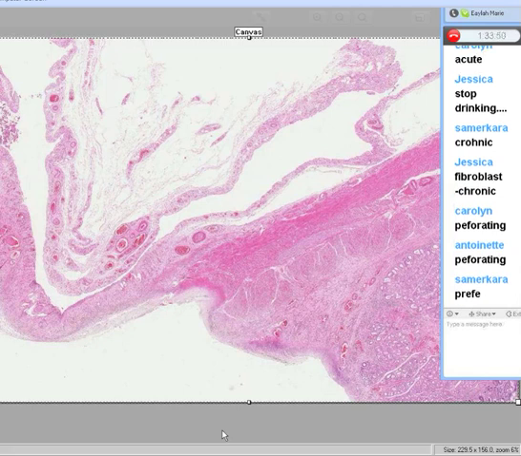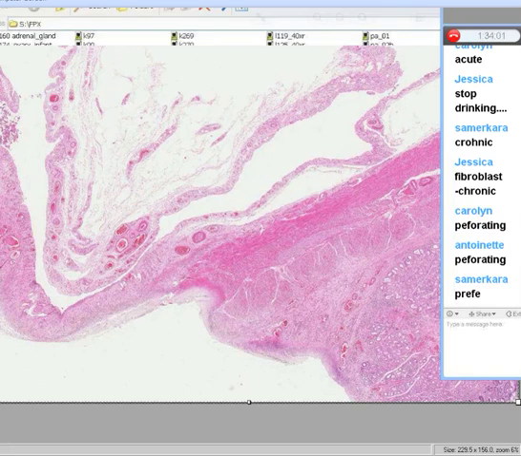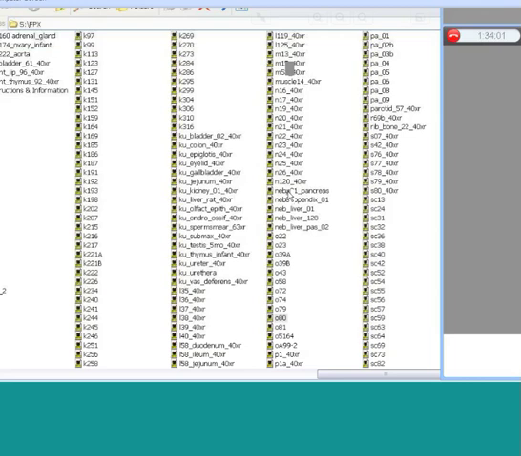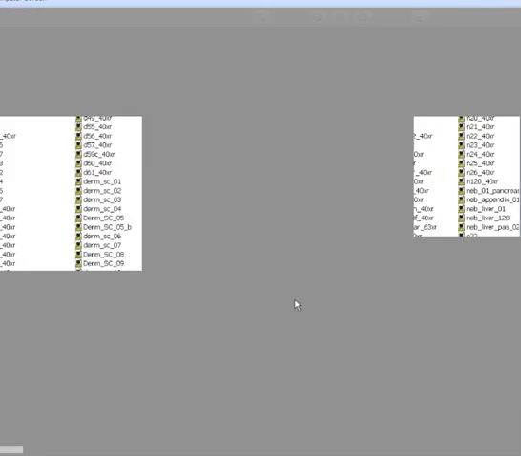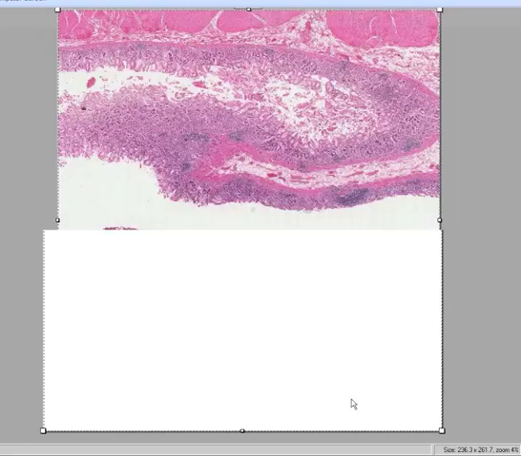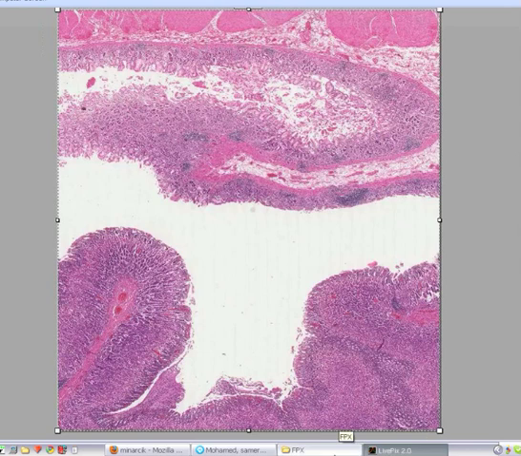Thank you very much, Carolyn. Take a bow. Okay, let's do another case. Oh, you know what? Let's do two more GI cases, then we'll do liver. Let's do K193. K193 is right over here. Okay.